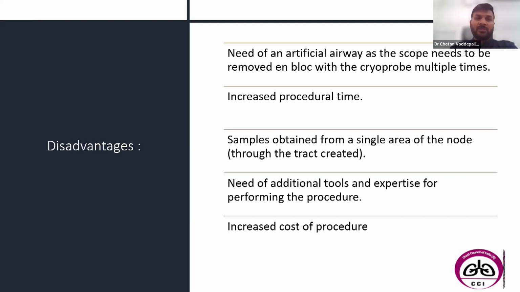The disadvantages of this procedure are, there's a need for an artificial airway as the scope needs to be removed and blocked with a cryoprobe multiple times. The procedural time is increased because you have to do a conventional TBNA followed by your cryobiopsy. Samples are obtained from a single area of the node because you create just one track and you have to go only through that track. So you'll be able to sample only one part of the lymph node. And there is need of additional tools and expertise for performing the procedure. And also it comes with an increased cost.